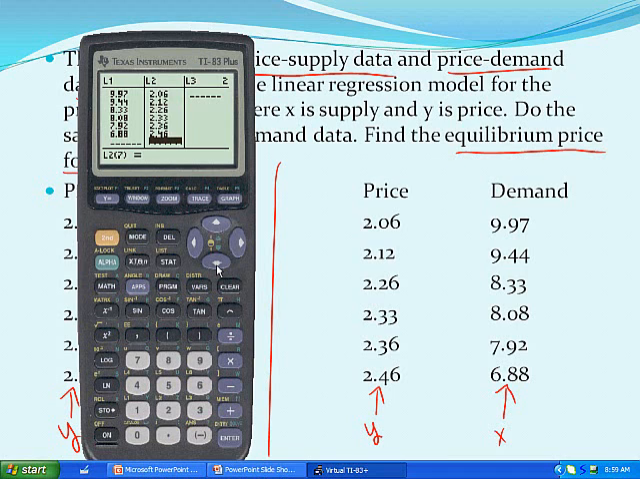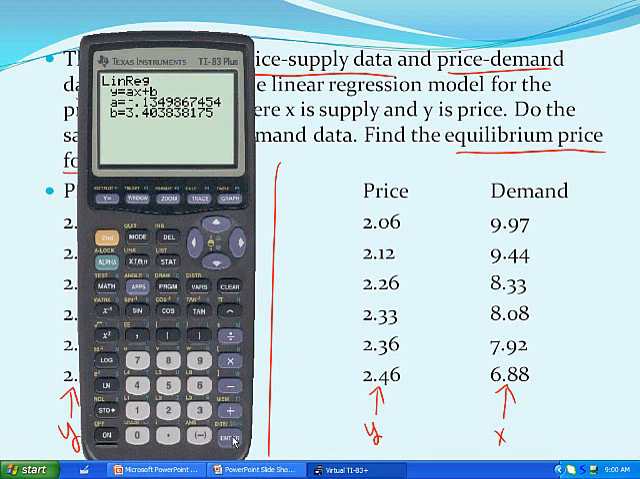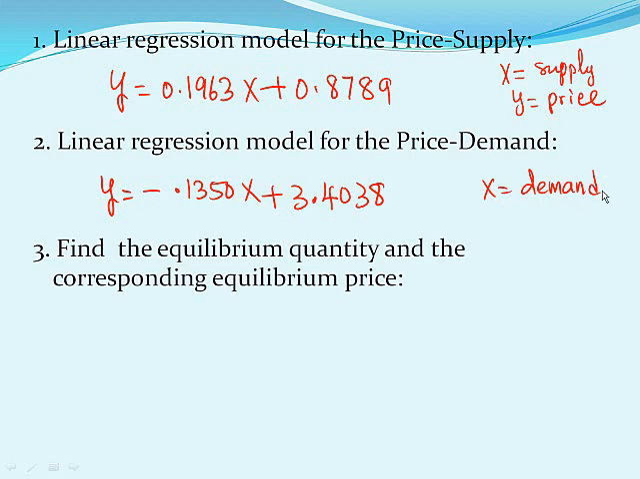So to get the linear regression model, go to stat, right arrow for calculations, number 4 for linear regression, enter. The linear regression model for the price demand is y equals negative 0.1350x plus 3.4038. X equals demand, y equal to again price.